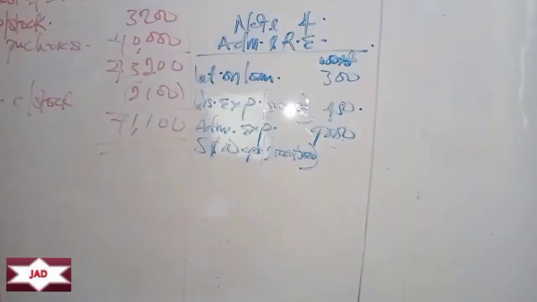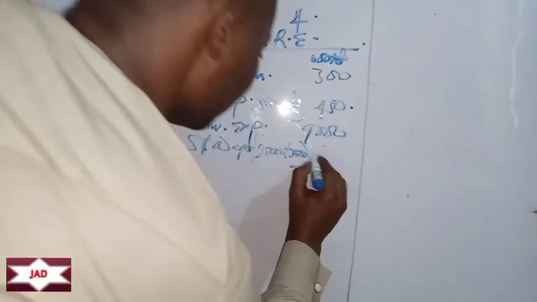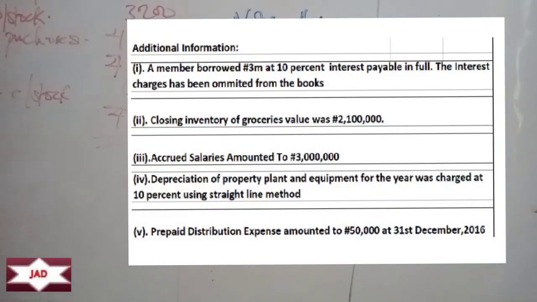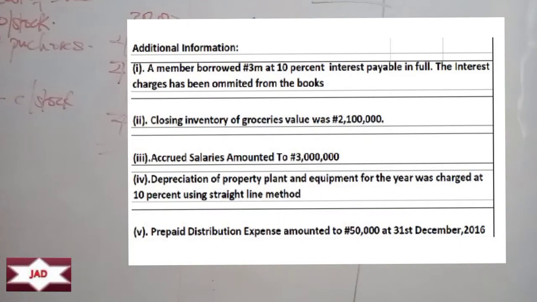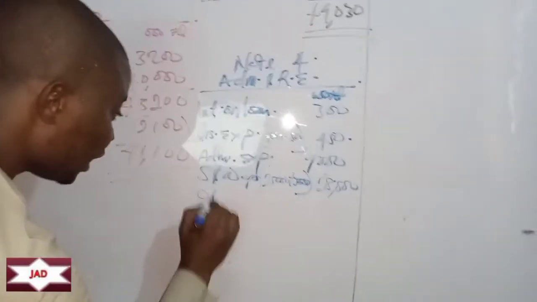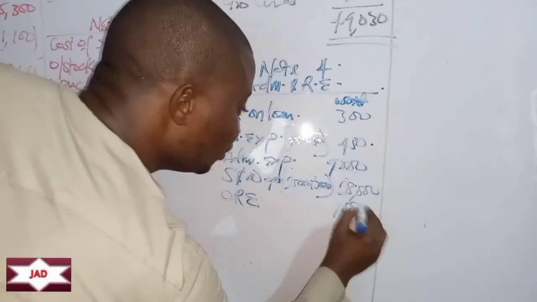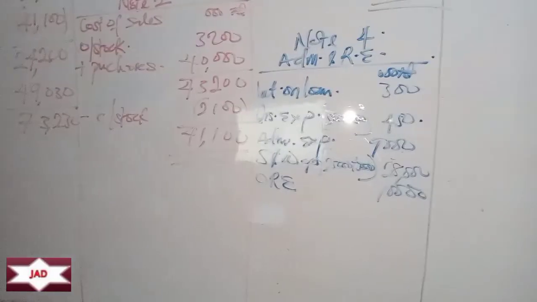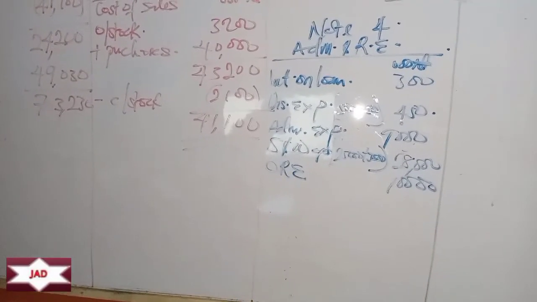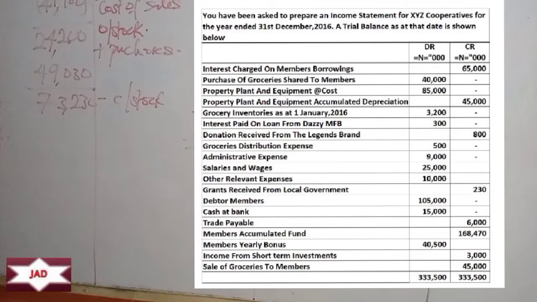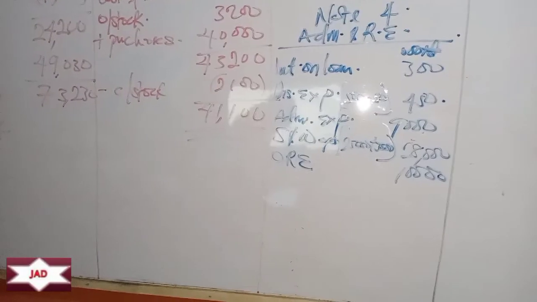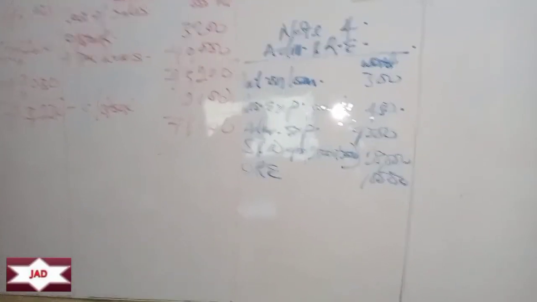So we have 25 million plus 3 million, that is 25,000 plus 3,000. So what do you have there? That'll be 28,000. The next one, other relevant expense, 10,000.